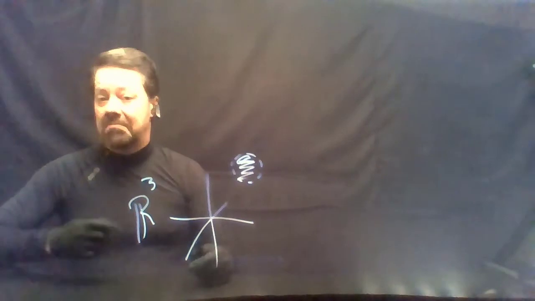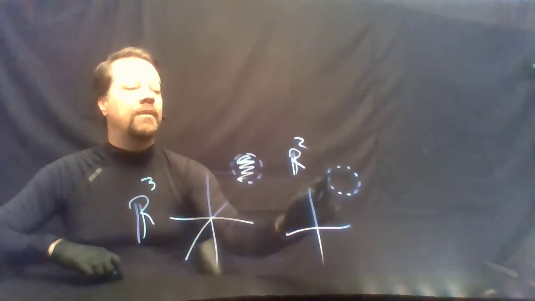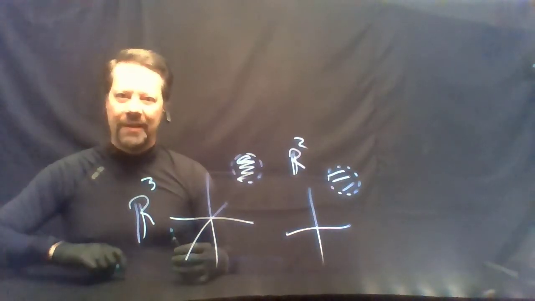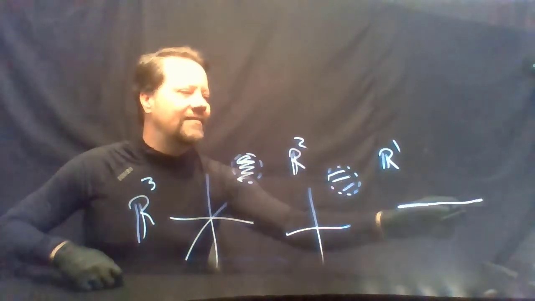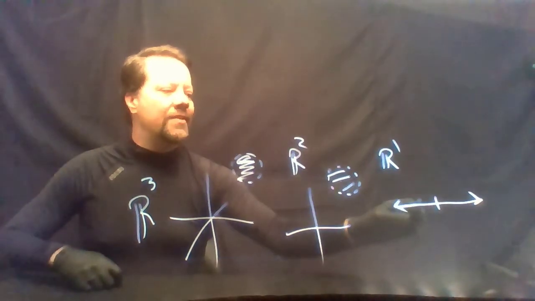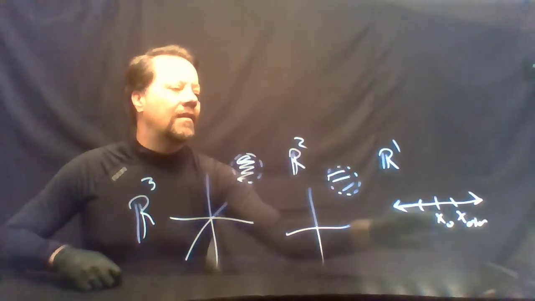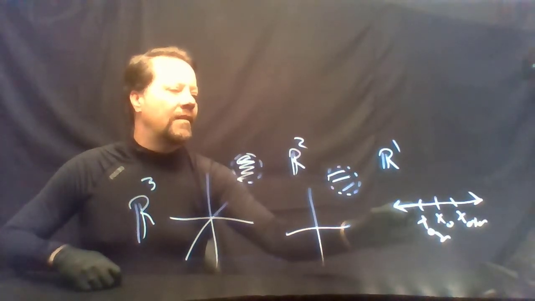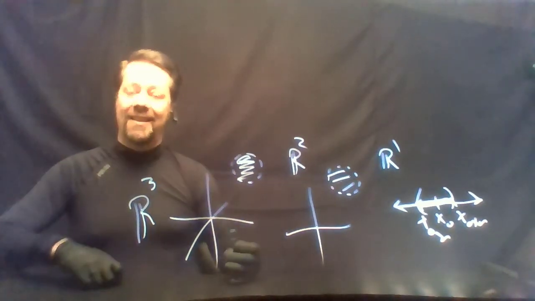In R3, an open ball looks like a solid ball. But what is an open ball in R2? In R2, it's really an open disk. And what about in R1? A set of points no more than a certain distance away from some center x naught. In R1, an open ball is an open interval.